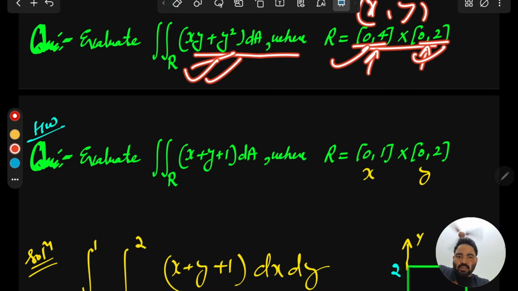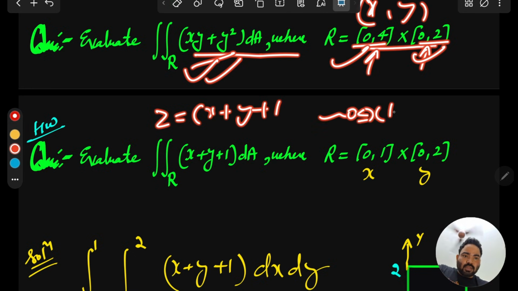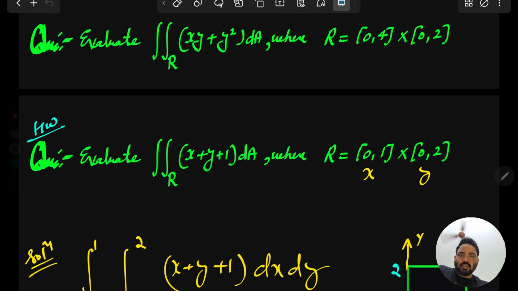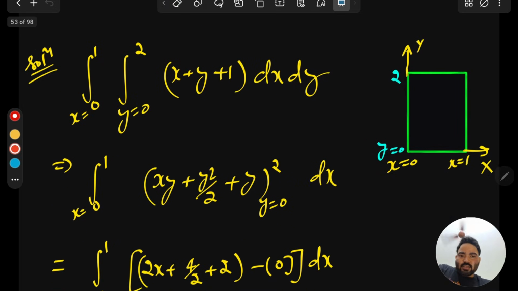If in the exam you see the question, find the volume of the surface z equal to x plus y plus 1, where x is moving 0 to 1 and y is moving 0 to 2, that is the same as this question. So the question can be in any way, but this is always easy. So this is the homework.